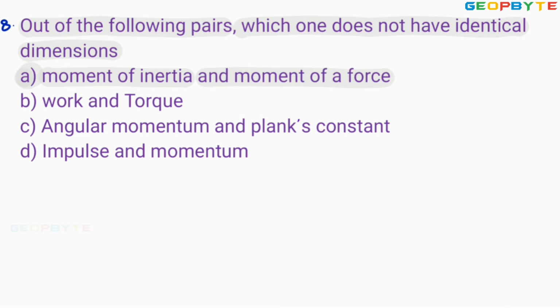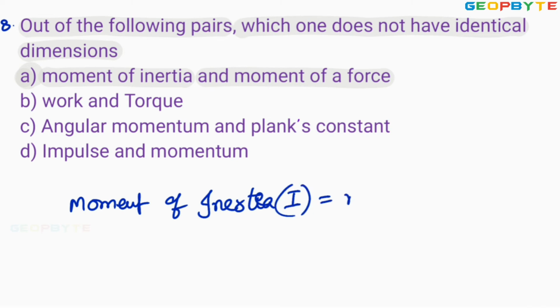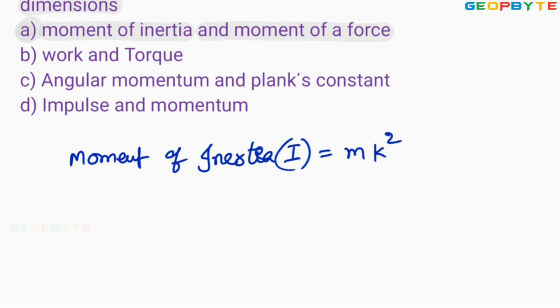Here, moment of inertia, denoted by I, is equal to m k^2. K is the distance. M dimension is capital M. K distance dimension L^2. So M L^2 is the dimensional formula for moment of inertia.